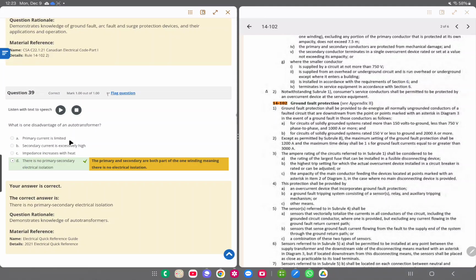What is one disadvantage of an autotransformer? It would definitely be that there is no primary, secondary electrical isolation.